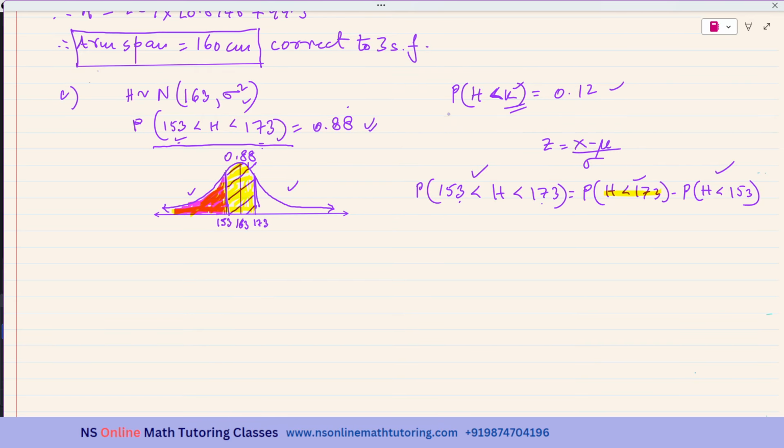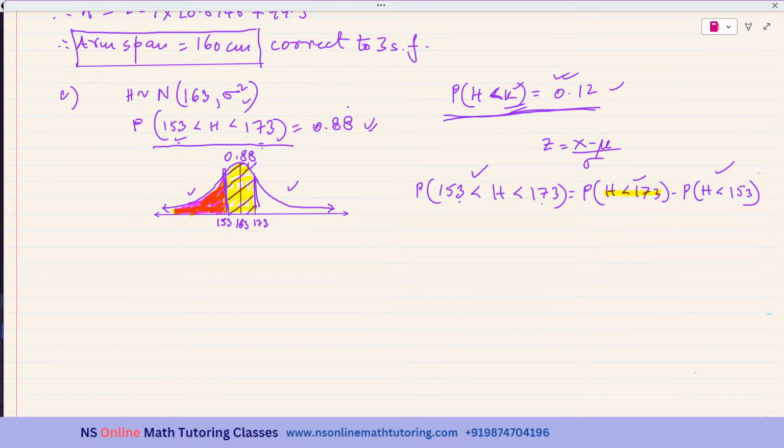And as I've said, if I can get to this form, then I can very well find the value of sigma using the standardized normal distribution variable z. So I want to come to this form. How to come to this form?